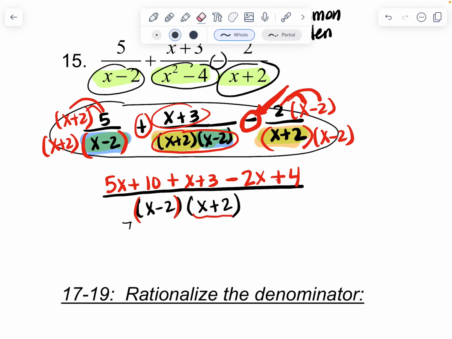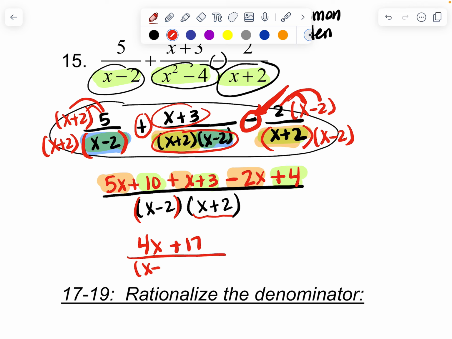Okay, now let me erase this because there's way too much going on here. Let's combine some like terms. 5x plus x is 6x. 6x minus 2x is 4x. Sorry, this is driving me crazy. There we go. And then we've got 10 plus 3 is 13. 13 plus 4 is 17. And then it's all over x minus 2, x plus 2. And you guys seeing that I can't factor the top anymore, that means I'm not going to be able to cancel, so I'm done. All right?